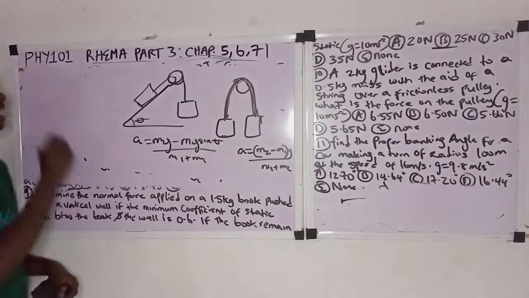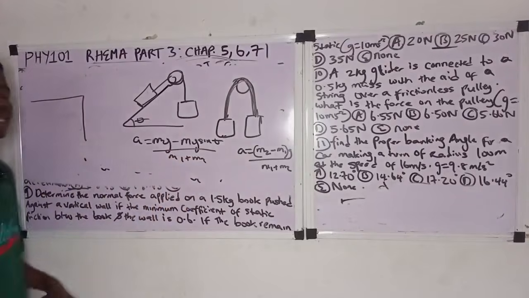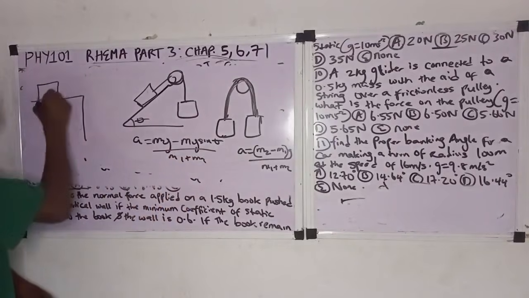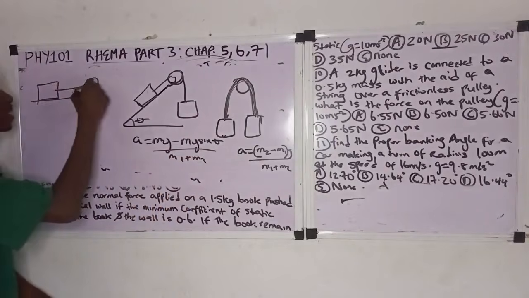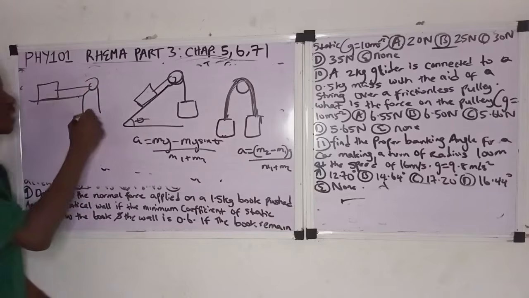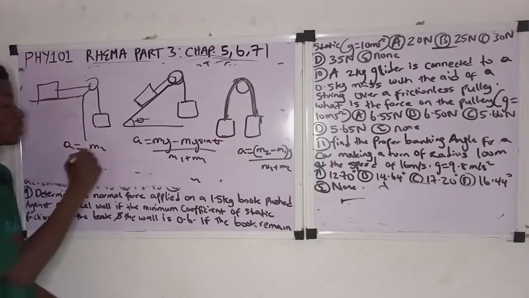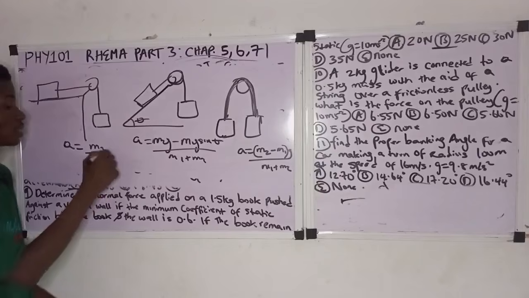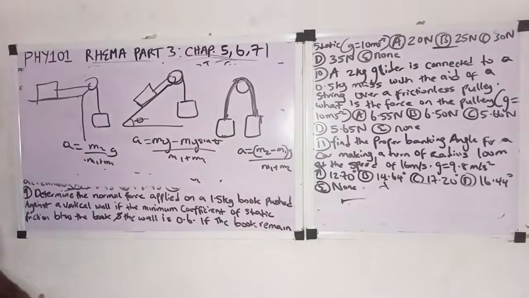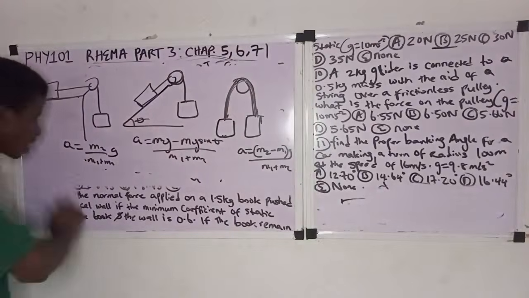Okay. Now in an X-track glider, one of the masses is resting on a horizontal surface and the other one is suspended. In this type, to calculate the common acceleration is m2 over m1 plus m2, then times g. Right? Yes. Now let's continue.